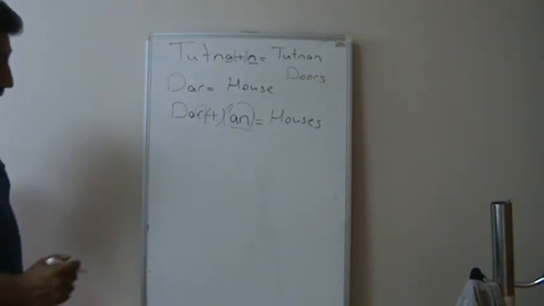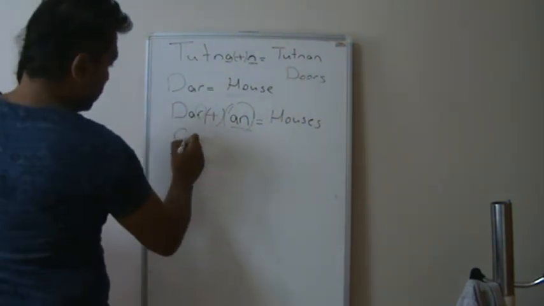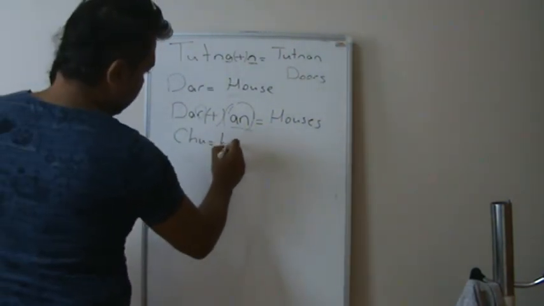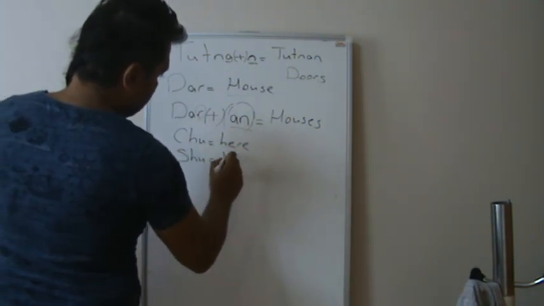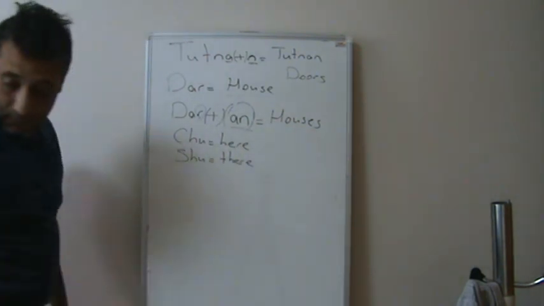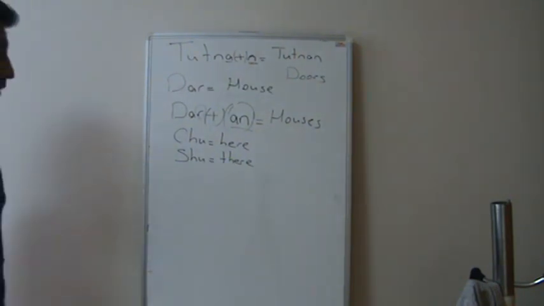So, another demonstrative is chu and shu. Chu means here, shu means there. So I think this will be the end of our lesson today.